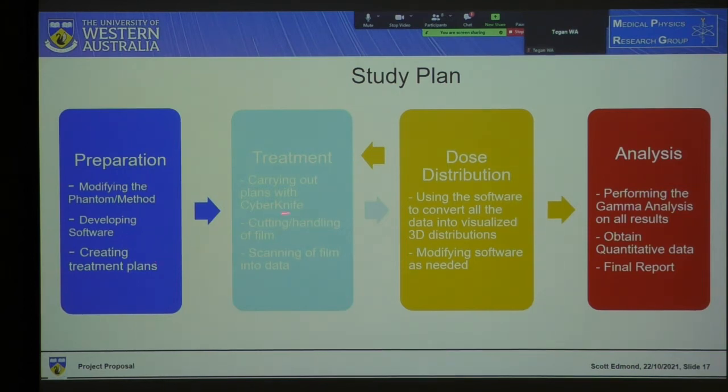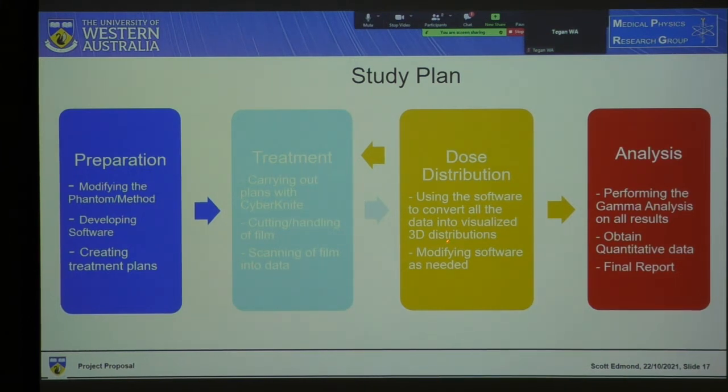Once we have that, we can then move forward to carrying out the plans with the CyberKnife. This is likely going to be the most labor-intensive part of the project just because it is an insane amount of film that needs to be had for each measurement. So that's why I've got both these hours here, because I'll likely be doing these two in tandem. I'll be getting measurements, scanning them in and looking at them, then getting more measurements.